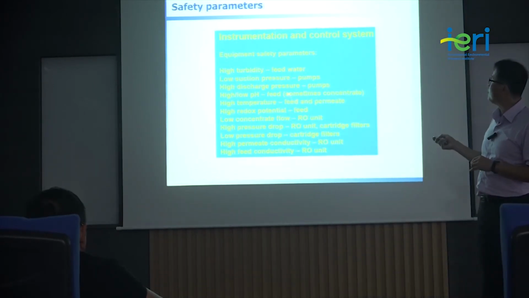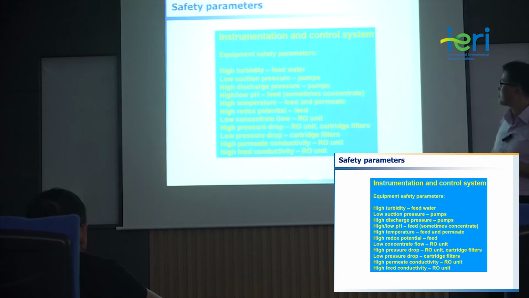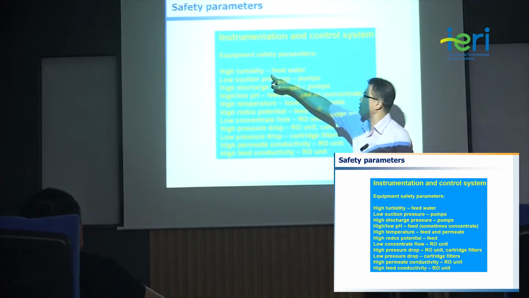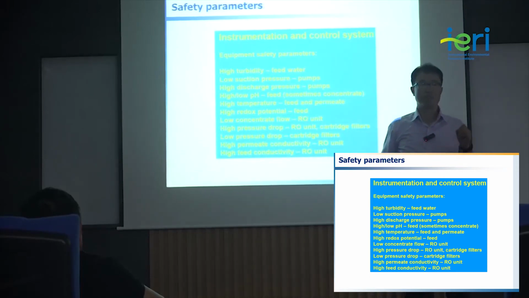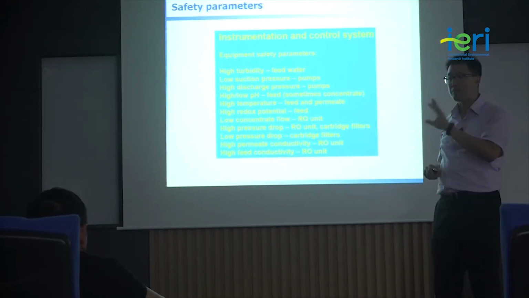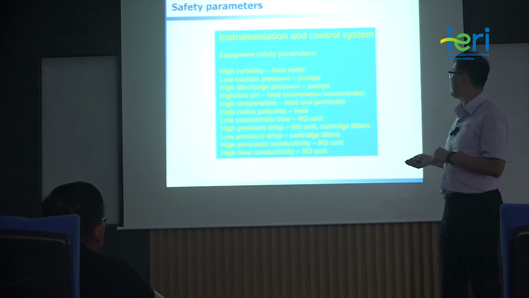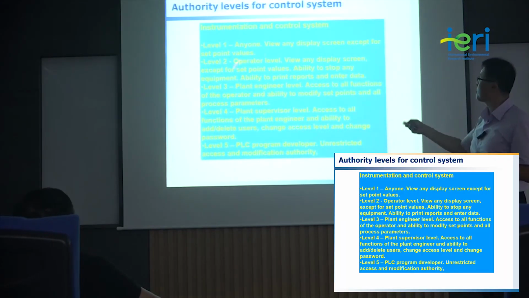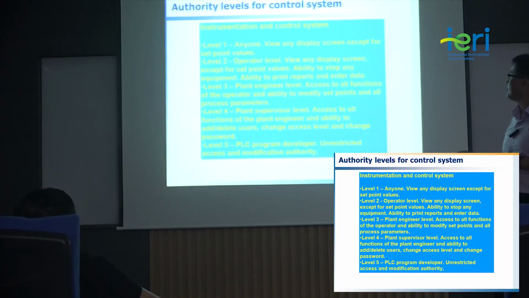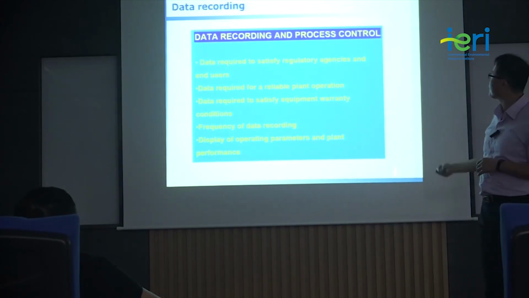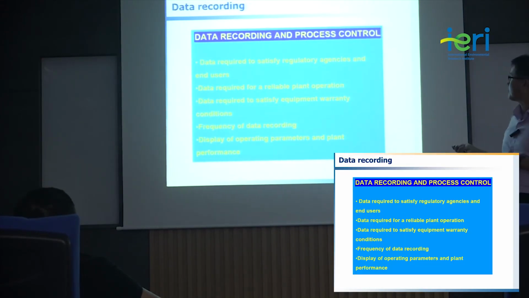And these are some equipment safety parameters. So if this kind of situation occurs, maybe the system should stop. And this is authority levels for the control system. So level 1 to anyone, or level 5 to program developer. Authority levels. And data recording and process controls.